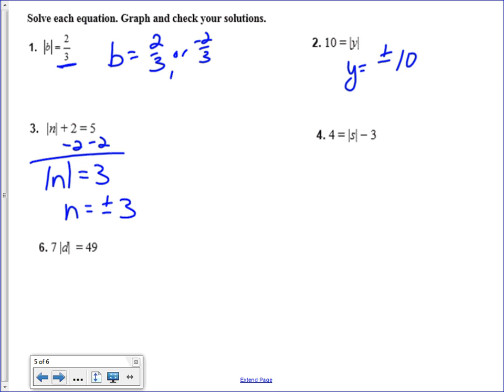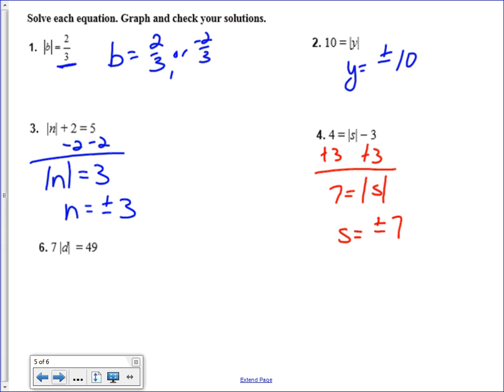So on number 4, it says 4 is equal to the absolute value of s minus 3. So hopefully we can see here that it would make sense that now we're going to have to add a 3 to both sides to get that absolute value by itself. So I'd have 7 is equal to the absolute value of s, which means s could have been a positive or a negative 7.